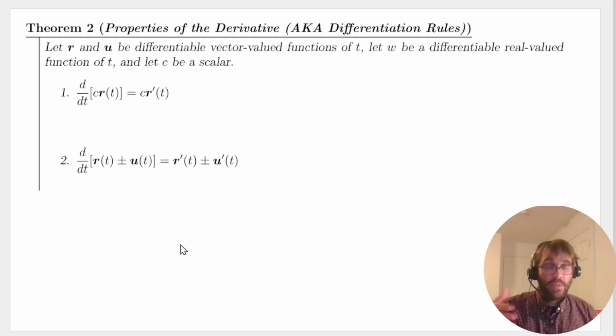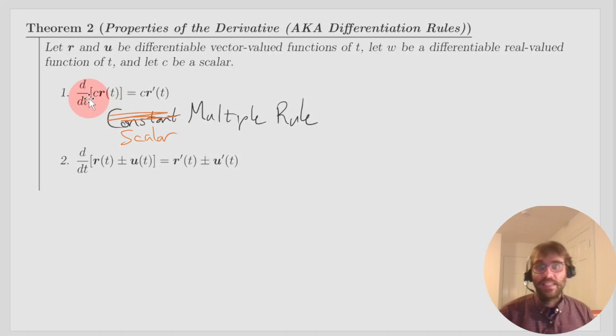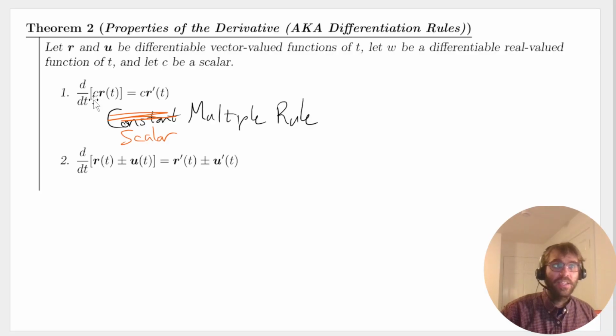But what I want to do now is step back and look at properties that will hold true. Some of them should be very familiar to you from single variable calculus, because we're still using those same rules. Like, for example, the constant multiple rule. Except I'm not going to call it the constant multiple rule. I'm going to call it the scalar multiple rule, because that's what you're doing. Remember, r of t is a vector and c is a scalar. You're doing a scalar multiplication, a constant scalar here, multiple rule.